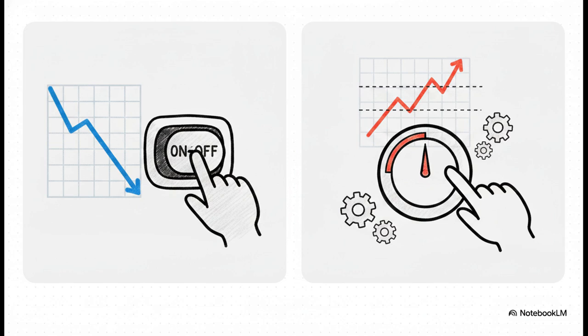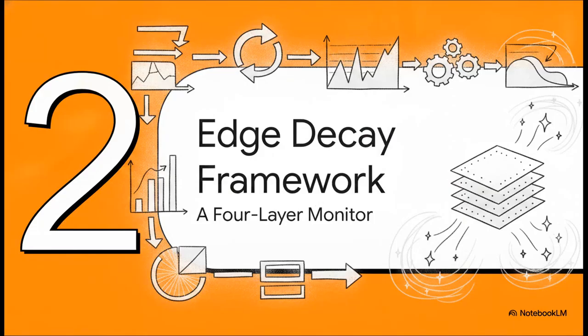The QuantsHaven framework replaces this nonsense with continuous, fractional Kelly scaling and statistical confidence bands. They treat edge decay as a signal detection problem, not just a simple P&L problem. They don't just flip a switch in a panic, they actively scale exposure based on hard math. Moving on to Section 2, the Edge Decay Framework.